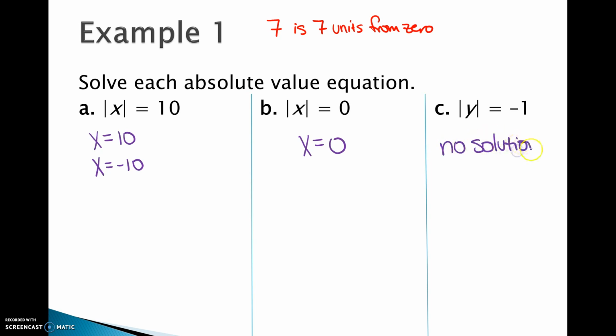Basically, when you take the absolute value of something, you end up with a positive number. Absolute value does not equal a negative number. So you may want to write in your notes that the absolute value of stuff cannot equal a negative number. Absolute value must always equal a positive number.